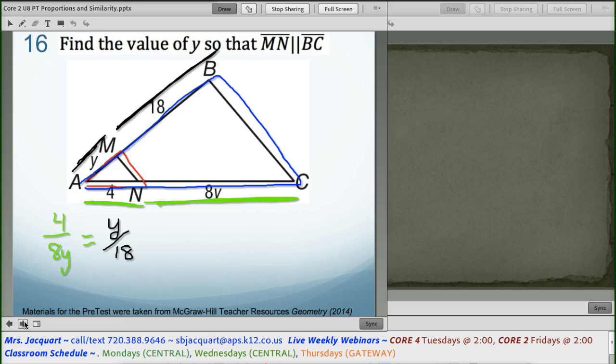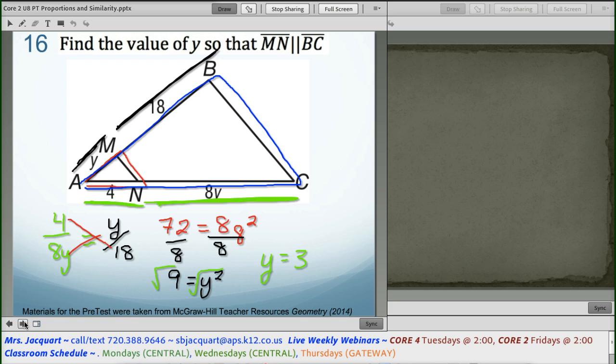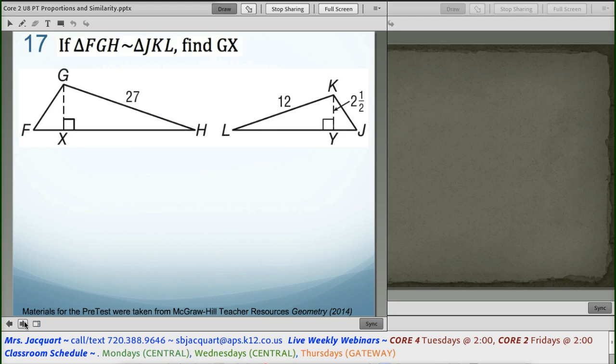Cross multiply. 4 times 18, 72 equals 8y squared. Divide by 8. 9 equals y squared. Square root both sides. Y equals 3. That would be the value.